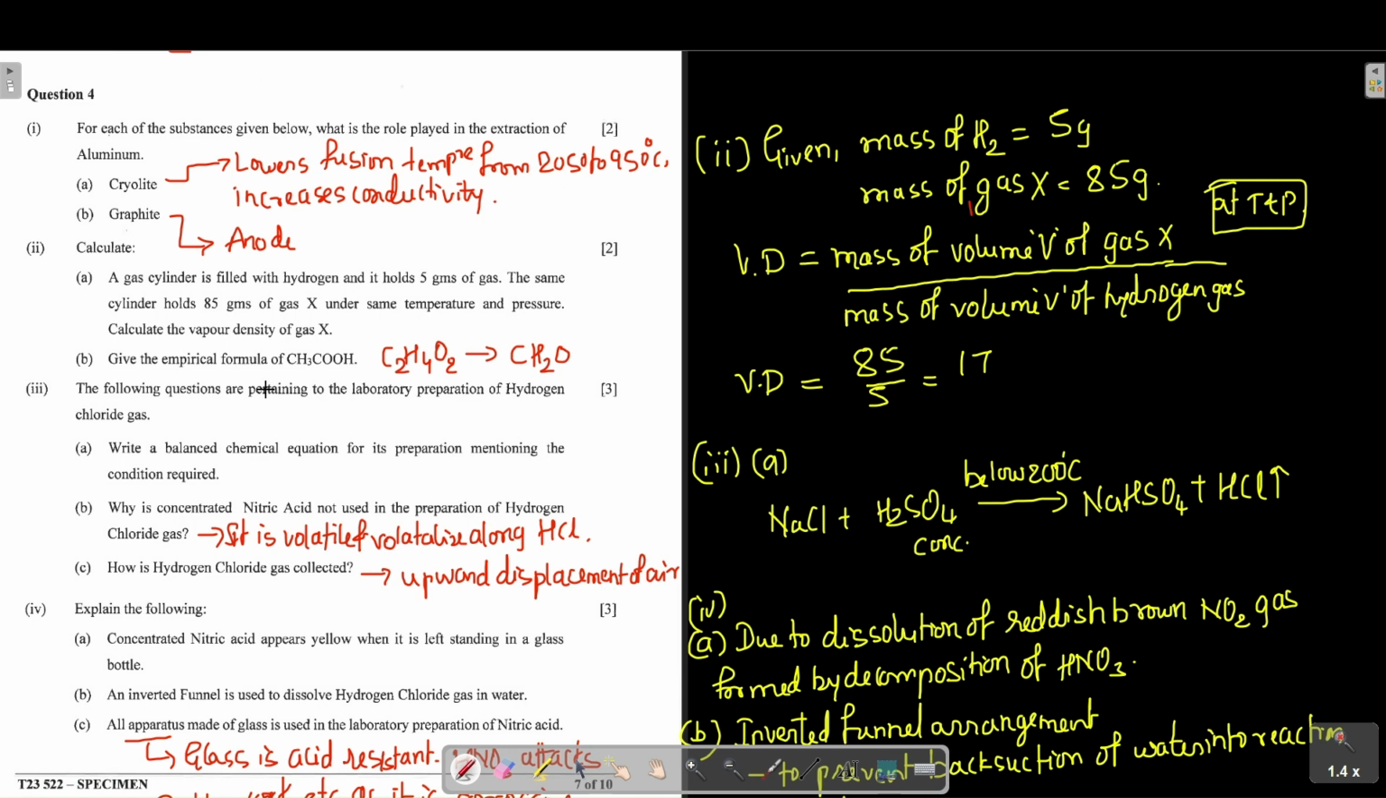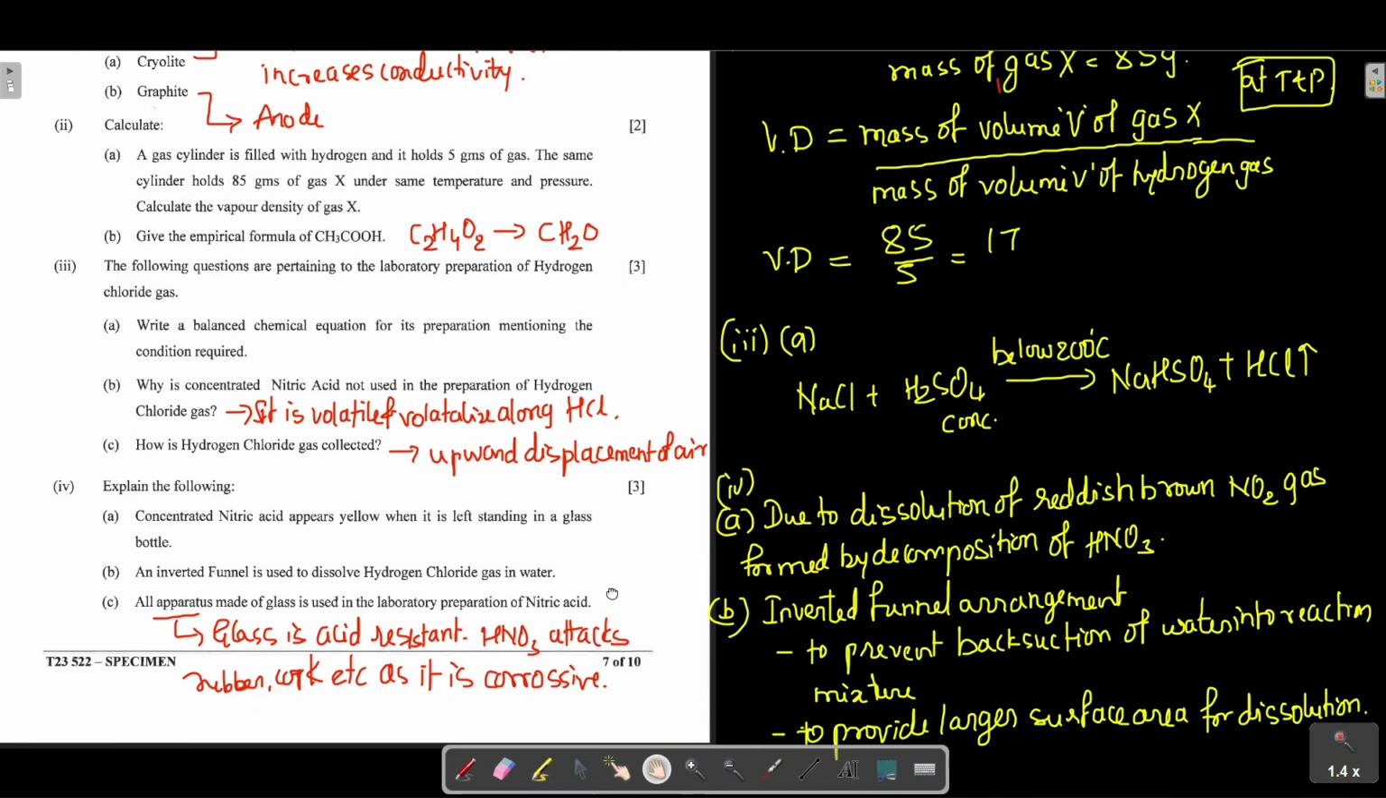Okay. Next question, give the empirical formula of CH3COOH. First you write it like this, C2H4O2. What is empirical formula? Simplest ratio between the combining atoms. So just check, 2, 4, 2, you can simplify. So make it CH2O. CH2O is the empirical formula. So overall 2 marks for this.